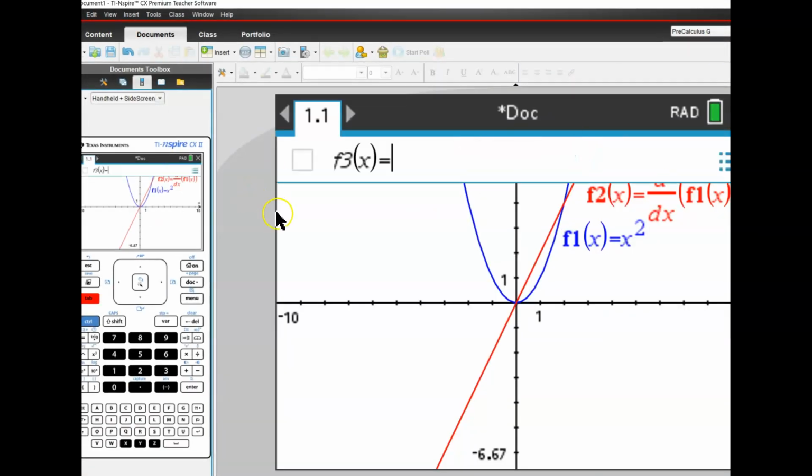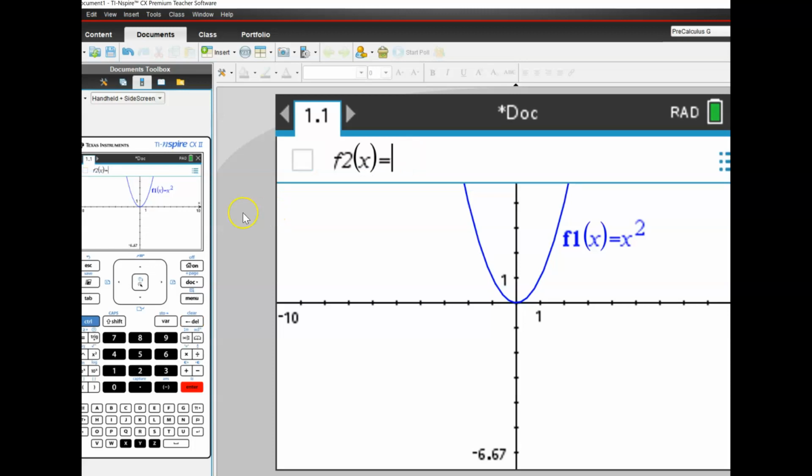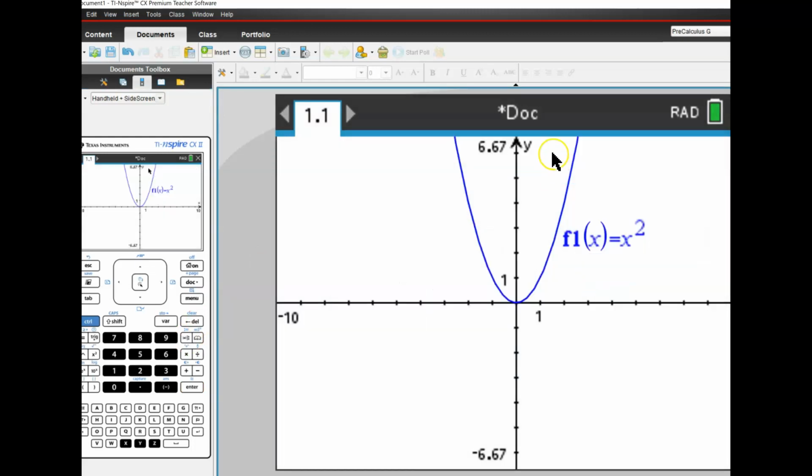Okay, so I'm going to walk you through it again. Alright, so I have x squared. Now I go to my second function. I click on the template tab. I go over to where it says d box. And then, oh my god, it disappeared. What did I do?